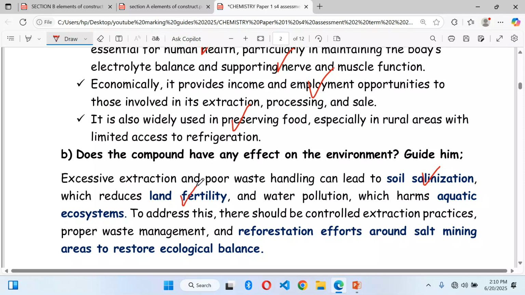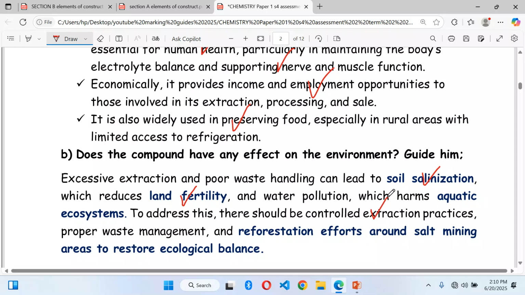fertility. But I think that this is the effect, the danger, and then it brings the effect. Now let's continue. And water pollution, all these are effects. What comes out, it reduces land fertility, it brings about water pollution, and which harms the aquatic ecosystem. Before you can choose one. Now, to address this, there should be controlled extraction practices, that is the mitigation.